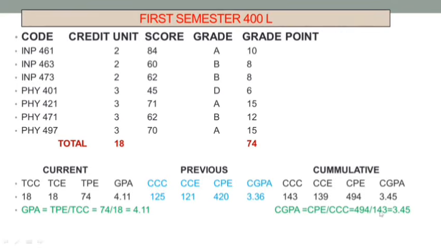The cumulative here is 494 divided by 143. So the CGPA now is 3.45. So he was on 3.34. This semester he got 4.11. Then the cumulative now is 3.45. He increased by 0.11. That was the increment.